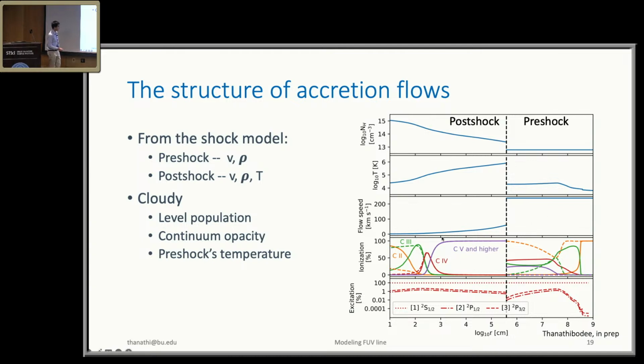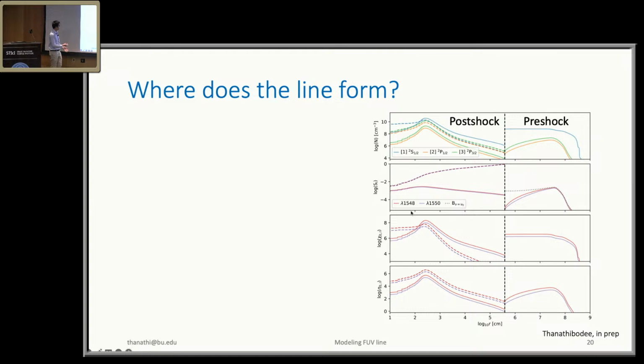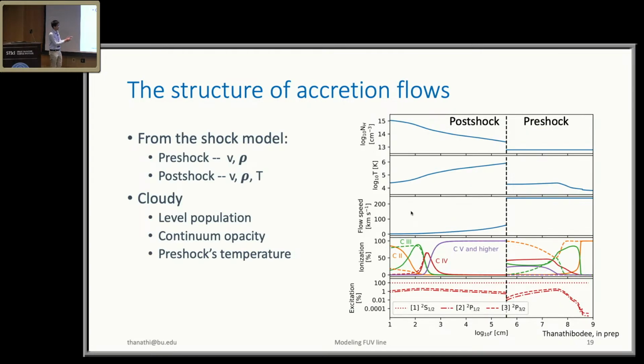And you can see it here. Carbon 4 is the red solid line. Carbon 4 is dominating the post-shock in a very narrow region. This is log centimeters. So a 10 to the 2 to 10 to the 3 centimeter slab in the post-shock is where most of the carbon 4 is. In the pre-shock, it is a bigger slab, here, 10 to the 7, 10 to the 8 centimeters.